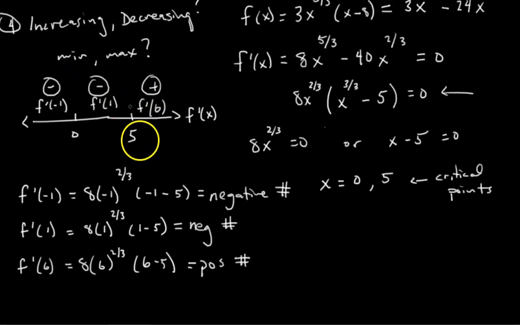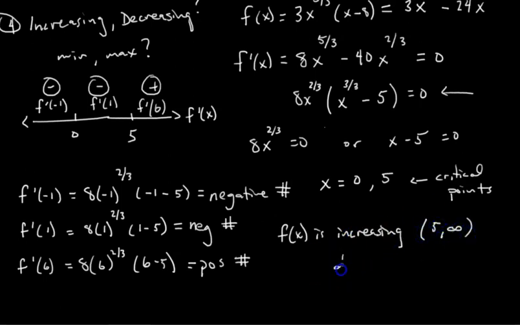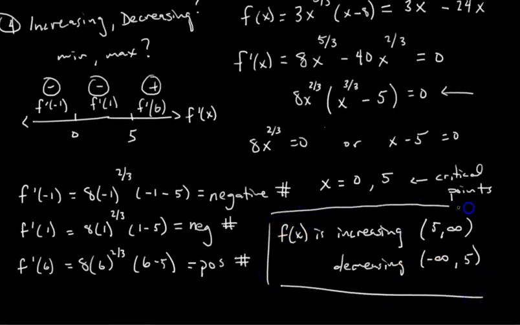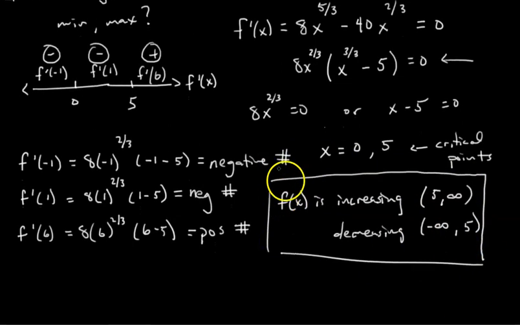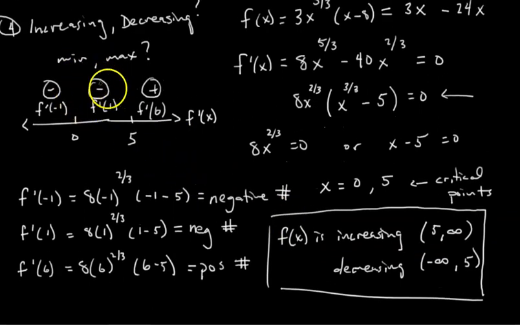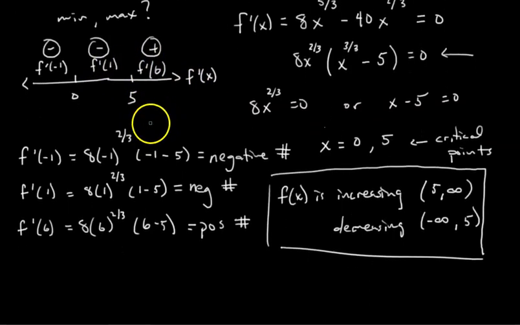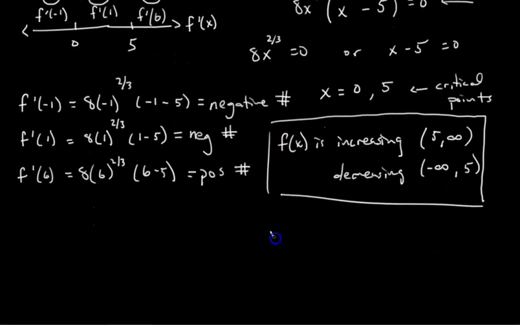So we found our intervals now. We can say f of x is increasing from 5 to infinity and decreasing from negative infinity to 5. And another thing we can say is that since the function went from decreasing to increasing at x equals 5, that means that x equals 5 corresponds to a local minimum of the function. So x equals 5 is a local min.